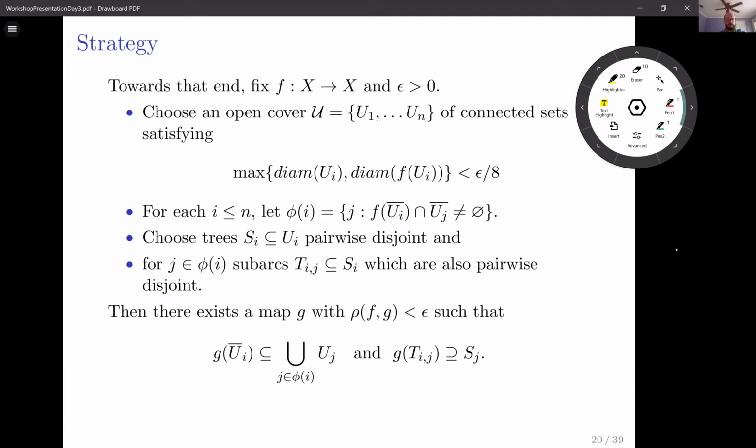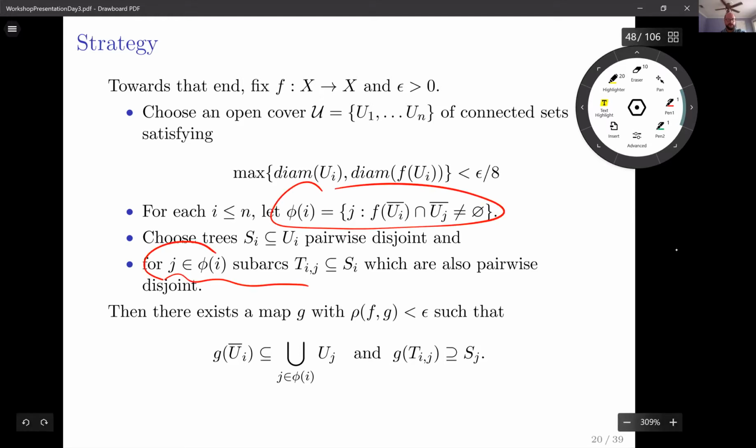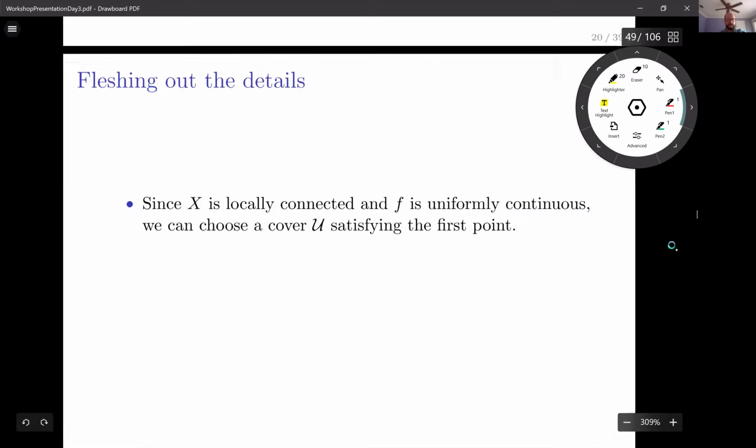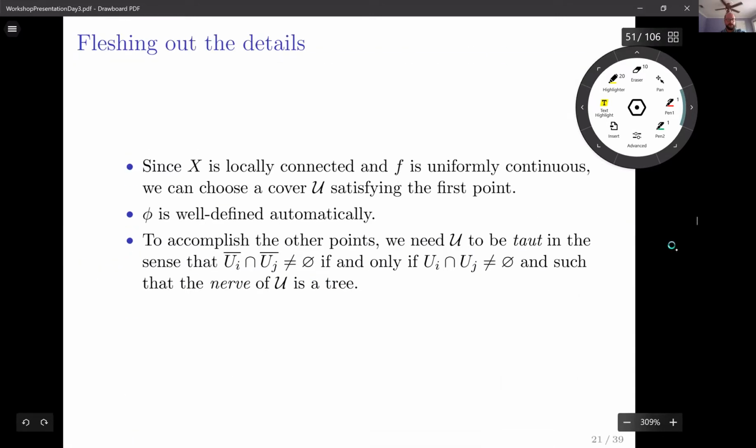We'd like to be able to find in each U_I a tree S_I that are all pairwise disjoint from one another, and subarcs of those trees, which are also pairwise disjoint, in sufficient number matching the cardinality of the pattern. And then we're going to define a map G, which acts on those. But in order to do that, we need to actually have a nicer cover than I've indicated.